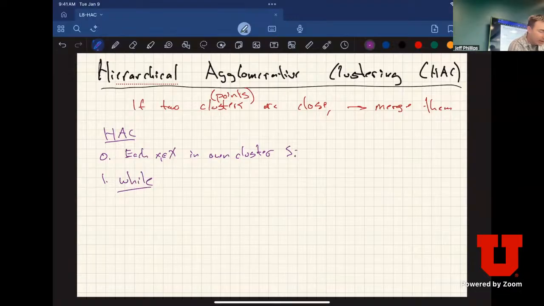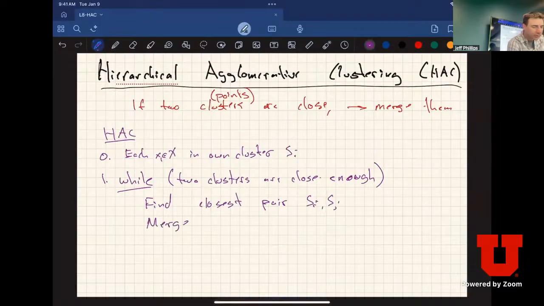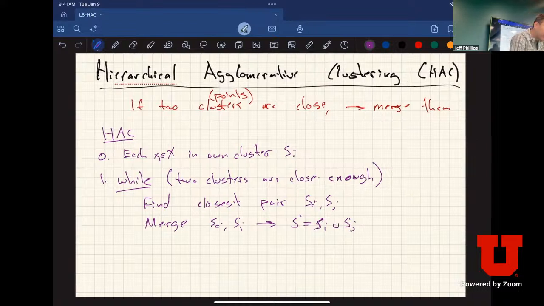Okay. And while two clusters are close enough, then I'm going to find the closest pair Si and Sj, and I'm going to merge Si and Sj into a single cluster, S prime, which is going to be Si union Sj. Okay, so this is the algorithm.